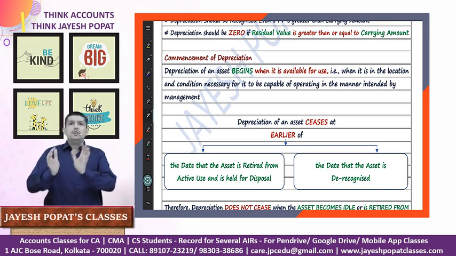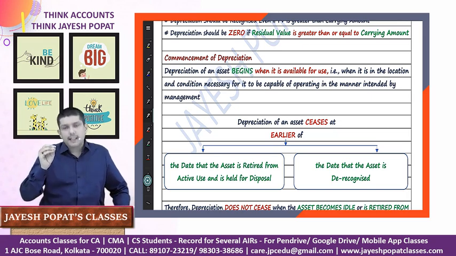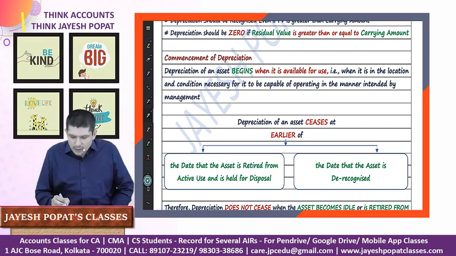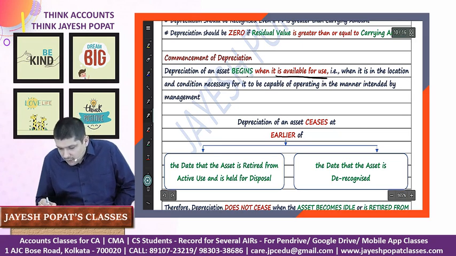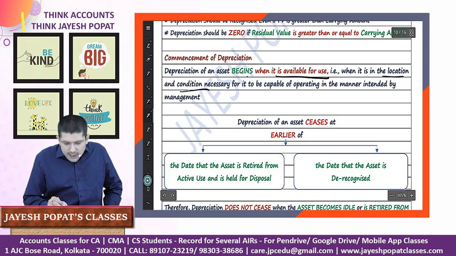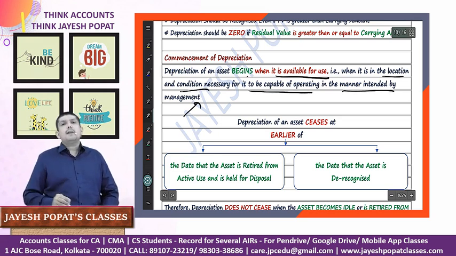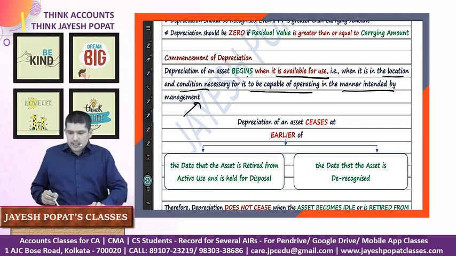It should be ready for use. Whether I am using it or not, it does not matter. So depreciation is also charged on idle assets as well. Depreciation on an asset begins when it is available for use, right? That is when it is in the location and condition necessary for it to be capable of operating in the manner in which the management intends to use that asset.